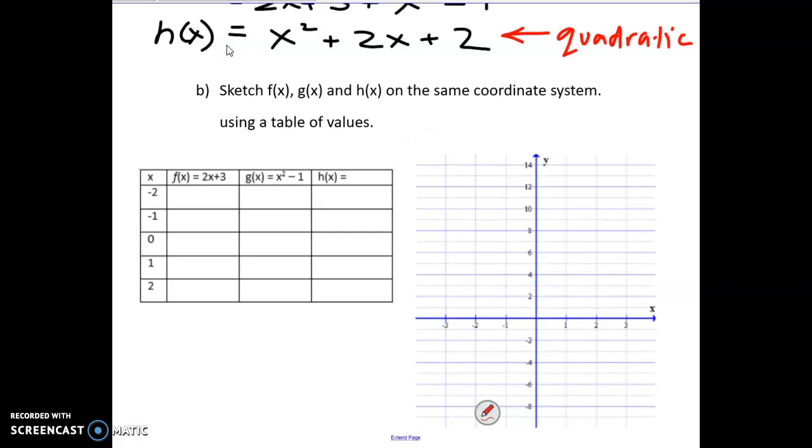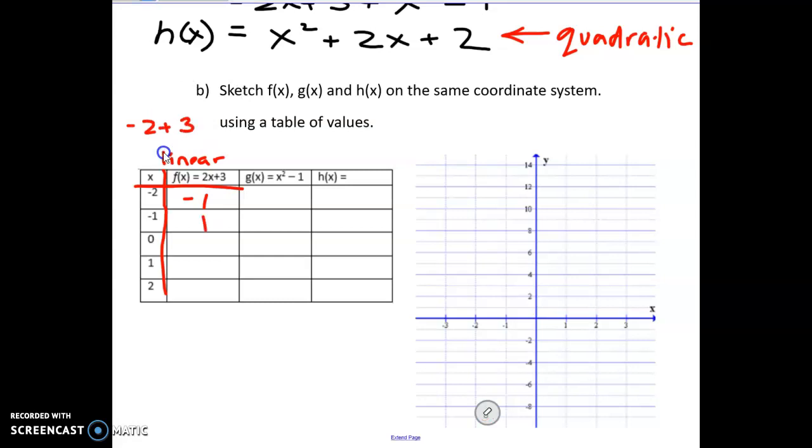Alright, so next up we're going to graph f of x, g of x, and h of x using just a table of values. So let's start with f of x here. We already said that f of x is linear, so it's going to make a straight line. So here in my table of values I have negative 2 that I'm going to plug in for x. So we have 2 times negative 2 plus 3, which is negative 4 plus 3, which gives me negative 1. Okay, then I'm going to plug negative 1 in, so that 2 is going to become a 1. So we get 2 times negative 1, which is negative 2, plus 3, which is going to be positive 1.